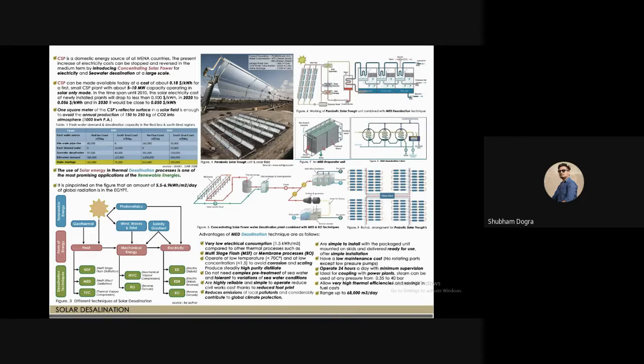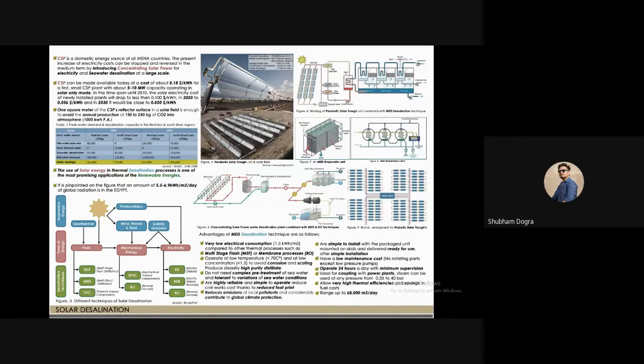So solar energy in the thermal desalination process is one of the most promising applications for renewable energies. And as Egypt has a fair amount of global radiation, it can be harnessed for desalination. So you can see in this flow chart the different desalination techniques which are used, and under the heat category, we have MSF and MED, that is multi-stage flash desalination and multi-effect desalination.